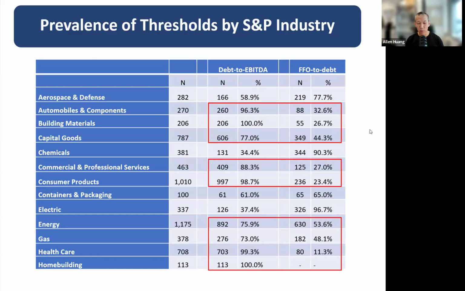So the ones in the red box here are the ones that are much more likely to use a debt to EBITDA ratio and less likely to use the FFO to debt ratio. Home building is one of the classic examples here, where all the reports include the debt to EBITDA ratio. Very few, zero reports include the FFO to debt ratio. And if you look at the other ratios here, the ones in blue, they have a much higher proportion of reports with FFO to debt and a very low proportion of reports with the debt to EBITDA ratio.